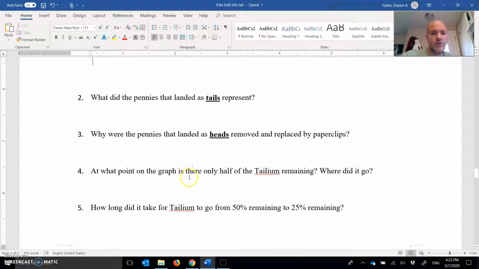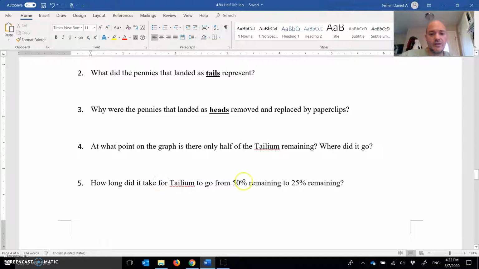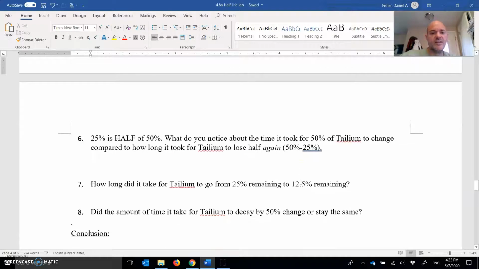And at what point is there only half of the thallium remaining? Where did it go? How long did it take to go from 50% to 25%? 25% is half of 50. What do you notice about the time it took for 50% of thallium to change compared to how long it took to lose half again? So look at the amount of time it takes to go from 100% to 50% and from 50% to 25%, and compare those. And then compare that to how long it took to go from 25% to 12.5%, which is half of 25.